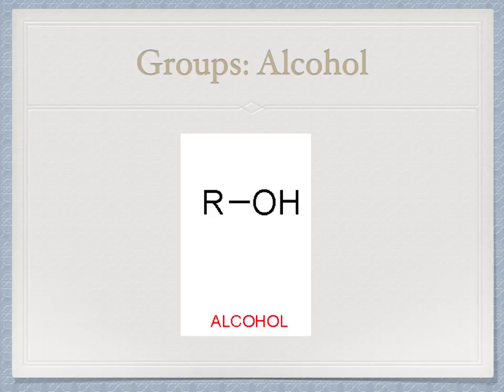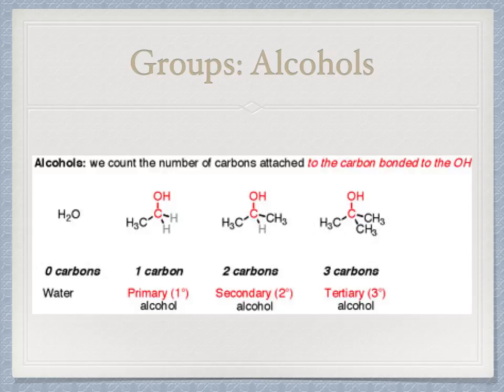Now we're going to have a look at the different groups. So alcohol has got an OH group attached to it. So it's usually a carbon group with an OH group attached to it. So what is the difference between a primary, secondary and tertiary alcohol? Well, if you look at that carbon, the COH, you're going to look at which other carbons are attached to that carbon. So for example, you've got 1 carbon attached to that middle carbon.